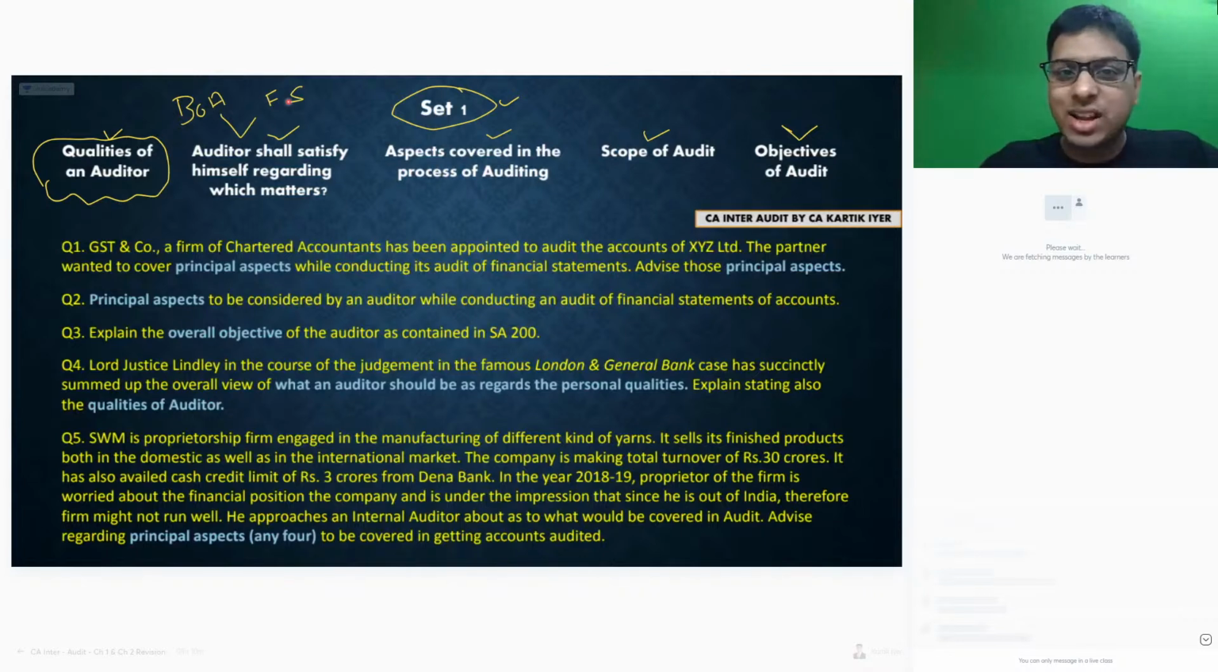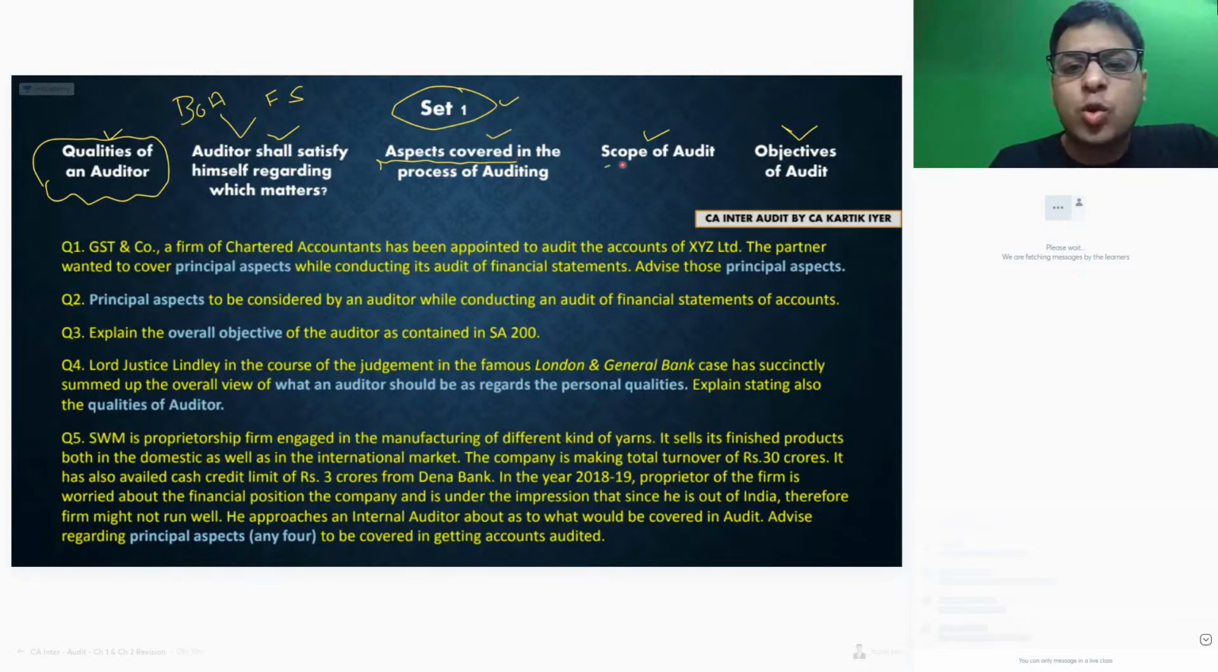Simple till here. The third point here is, see the third answer. Aspects covered in the process of auditing. What all aspects does auditing cover? Now, this includes regulatory requirements, reporting should be proper, financial statements, balance sheet, and profit and loss account should be checked properly. All these points are covered in this answer. Correct. Internal control. So, Abhijit has given a good answer. Internal control. You are absolutely right, Abhijit.